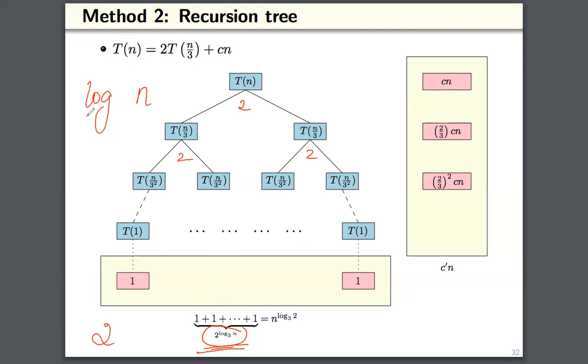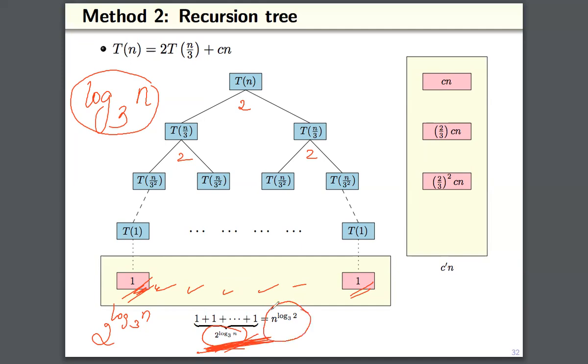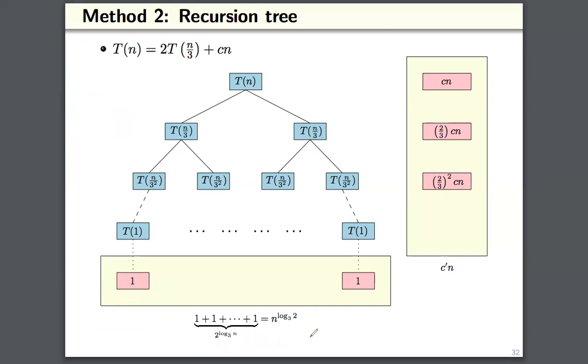base, this is decreased by a constant factor. What is that factor? 3. So the height of the tree is log n base 3. So 2 power log n base 3 is the total number of leaf nodes. And each leaf node does a constant amount of computation. So the total time required for all the leaf nodes is 2 power log n base 3, or n power log 2 base 3. That is less than n.